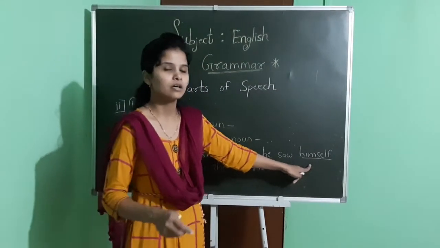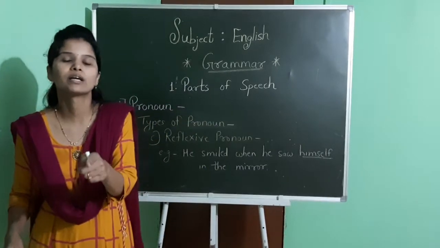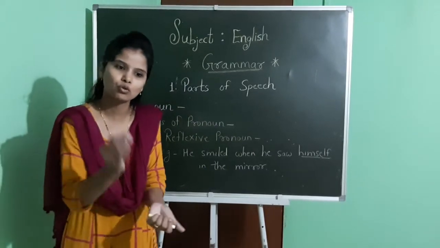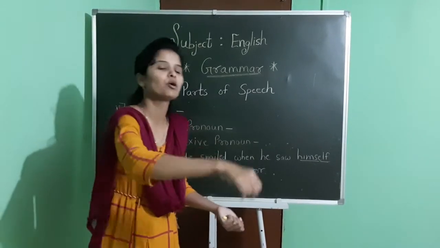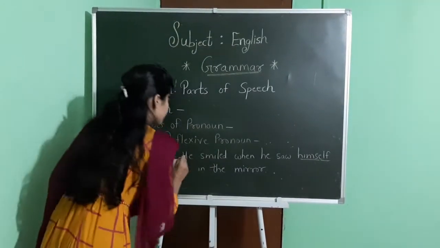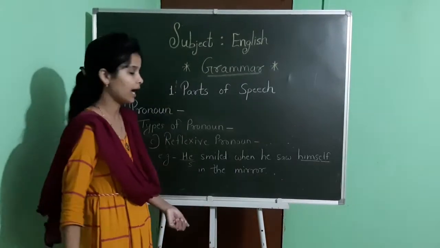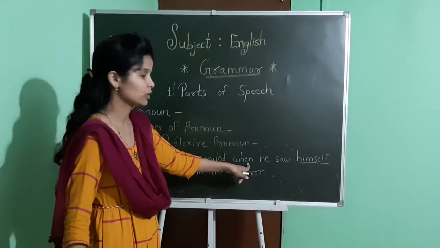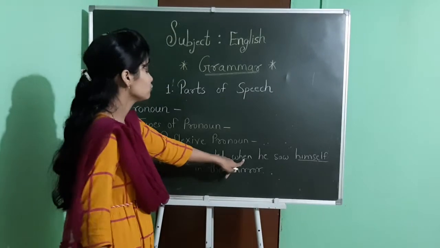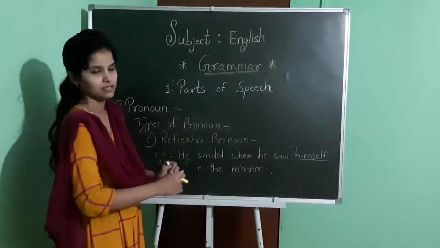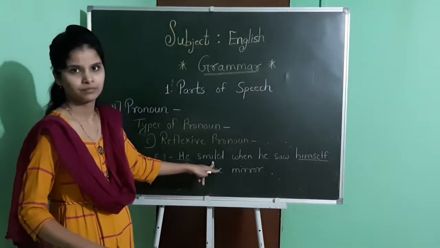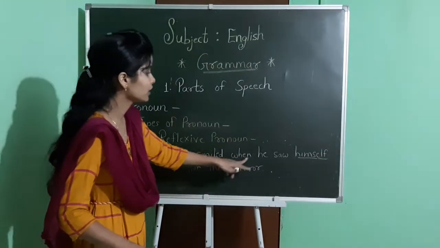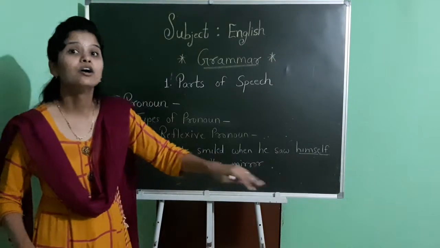Now let's see. What does reflexive mean? Why is it called reflexive? Because reflexive pronouns show the action which reflects upon the subject himself. So here the subject is he. I have used when; it is actually a complex sentence, so I have used when to join these two sentences. See, two actions are there. He smiled when he saw himself in the mirror.